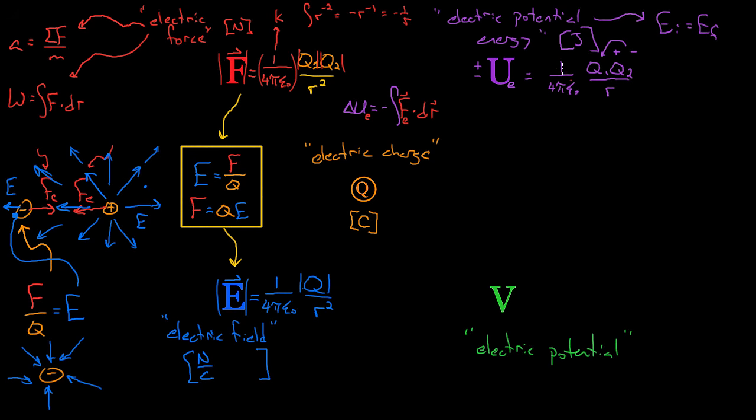Negative 1 over r. You might be like, well, where did the negative go? It canceled with this negative. This negative is always out front. So when you take this integral, you'd get a negative out front. It would cancel with this one. That's how you define a potential energy.